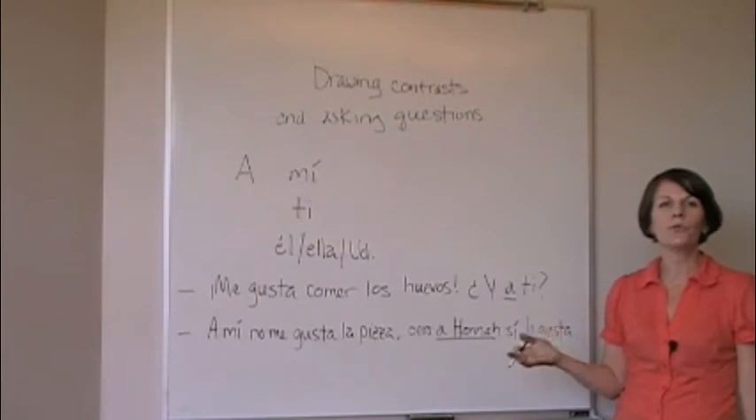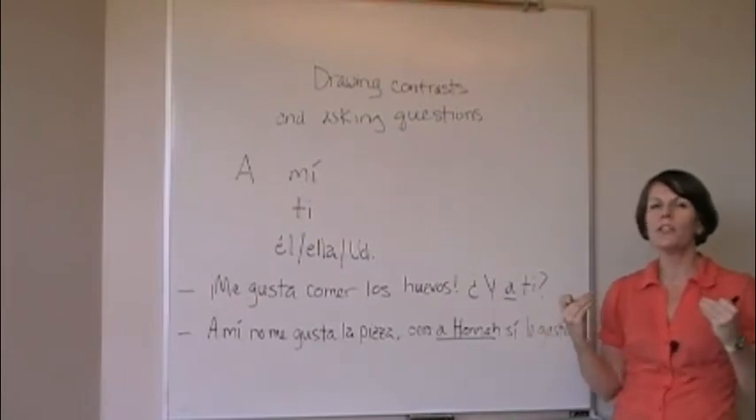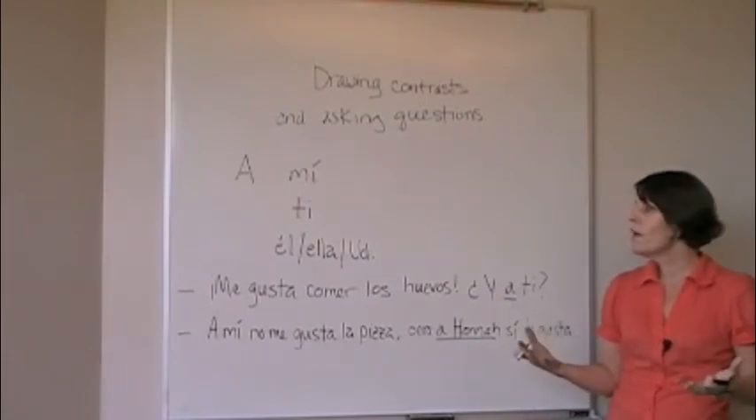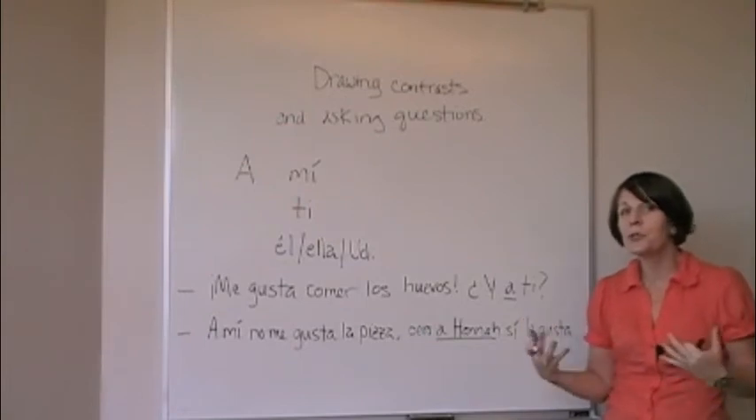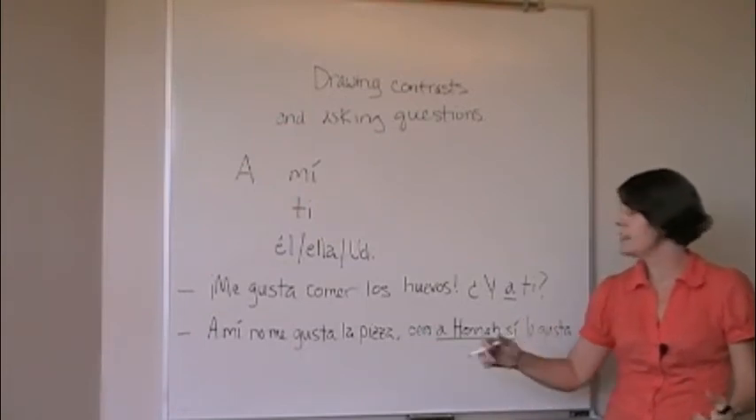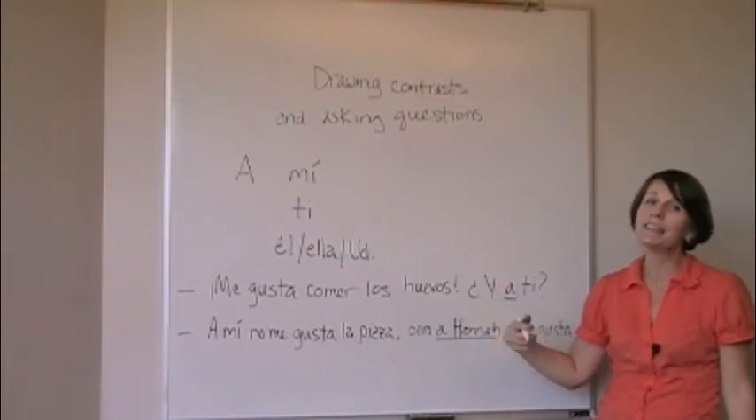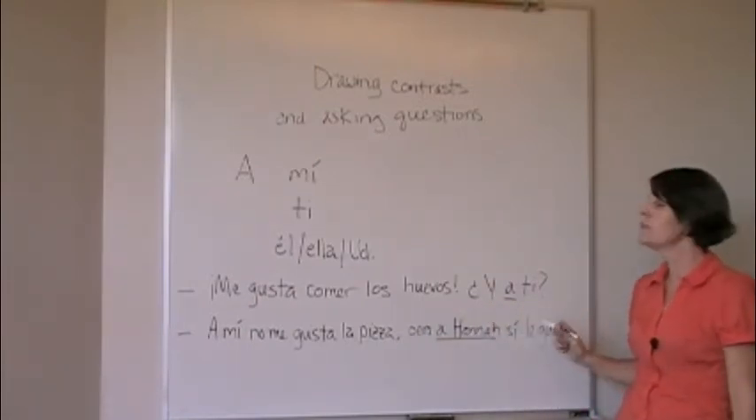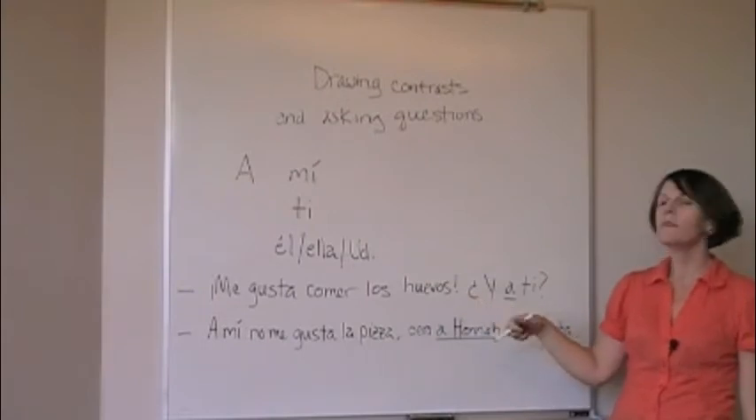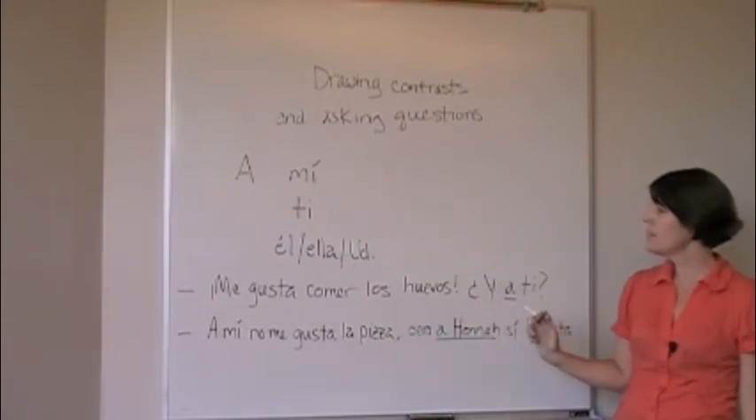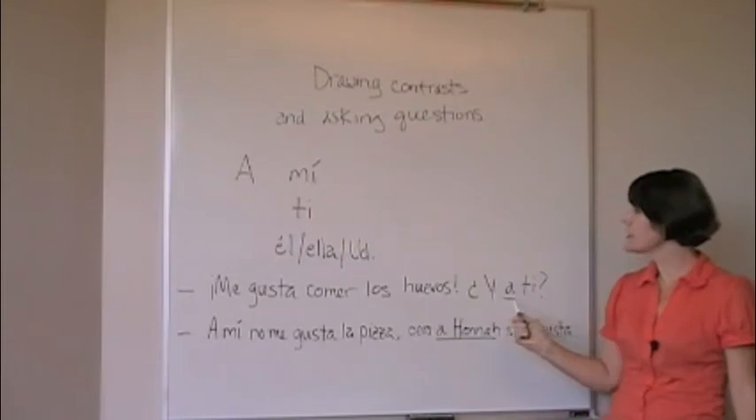It's not tú. What you want to do is say y tú, but remember that that's not the subject of the sentence. Tú isn't the subject of the sentence in these constructions. Actually, los huevos is the subject of the sentence. So you can't say tú. You have to say y a ti. Me gusta comer los huevos. Y a ti? Okay? That's an example of asking a question.